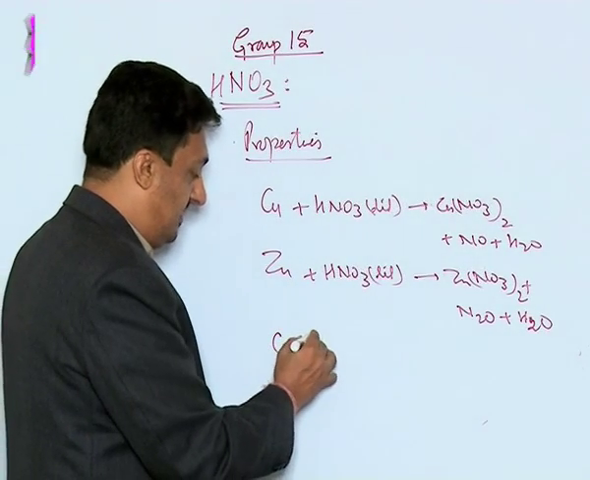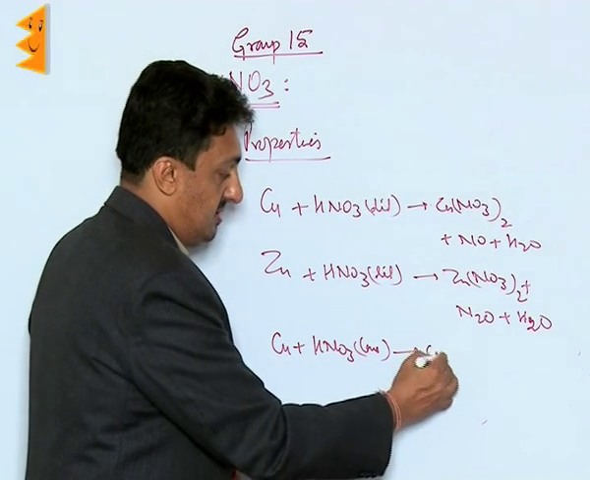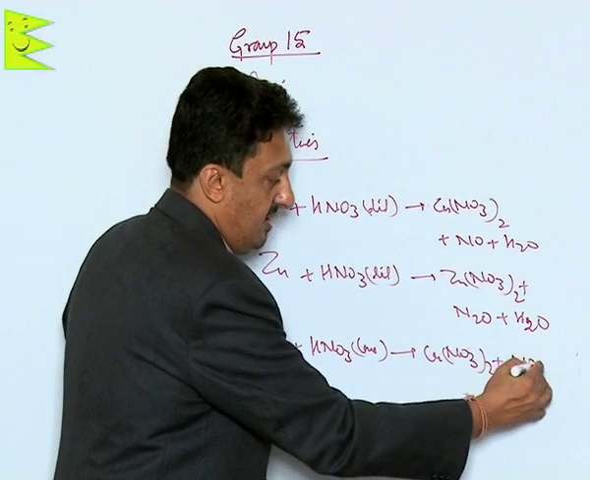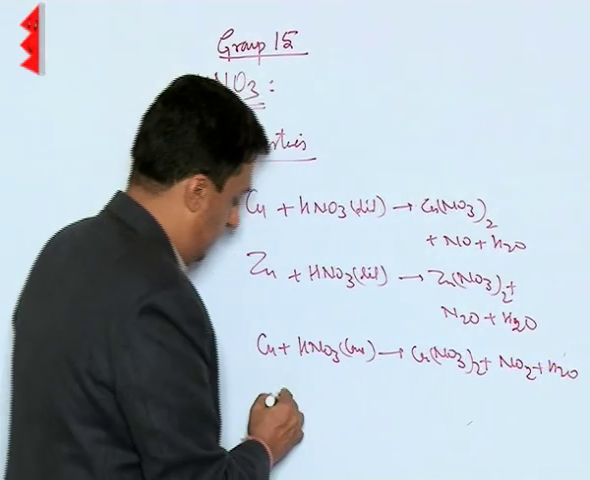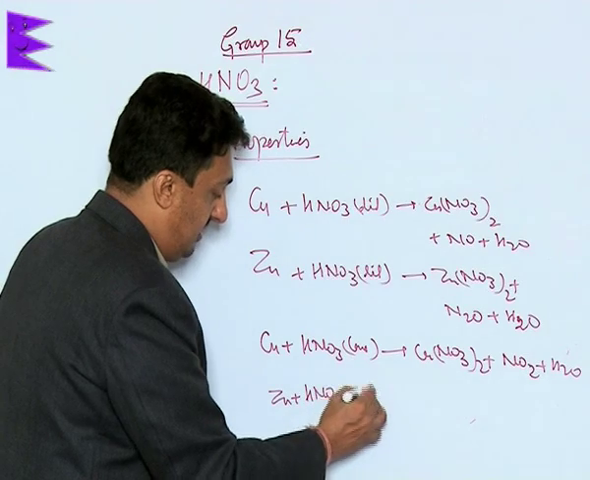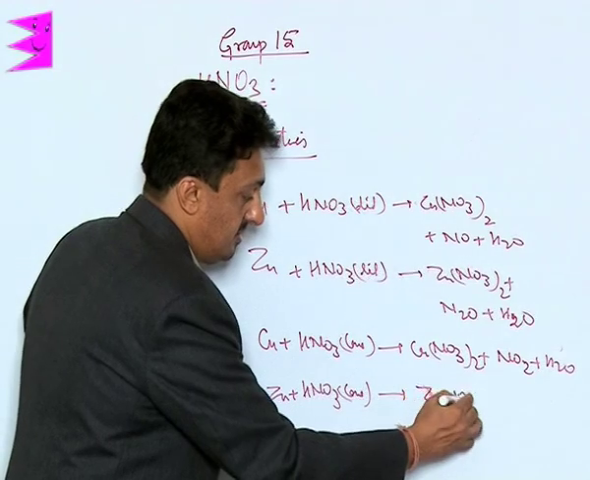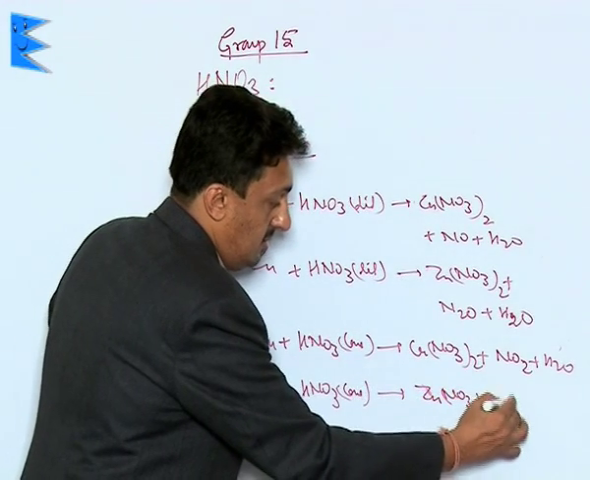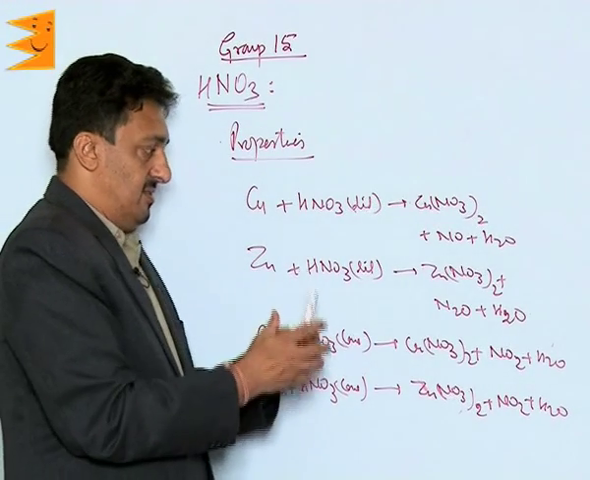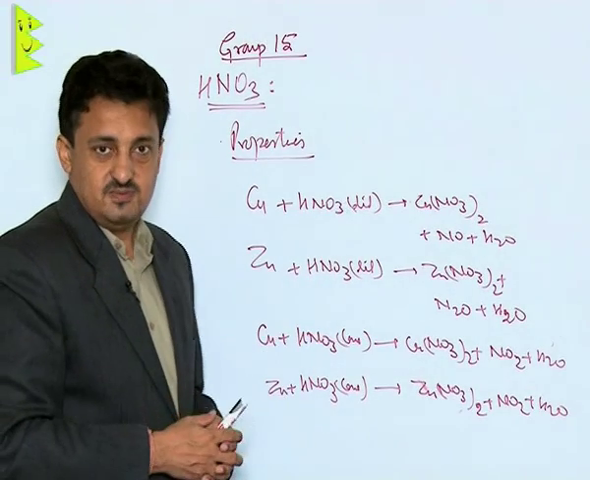Whereas when these same metals are treated with concentrated nitric acid, it forms the corresponding nitrate and releases NO2 and H2O. And the same reaction takes place with zinc, where it combines with zinc to form zinc nitrate, NO2 and H2O. So these are its reactions in which we find that it is acting as an oxidizing agent for metals also.